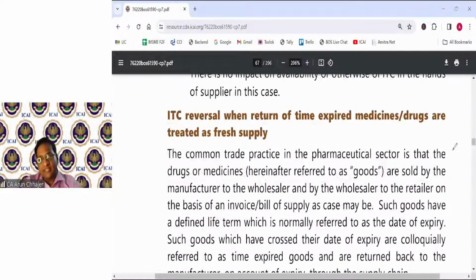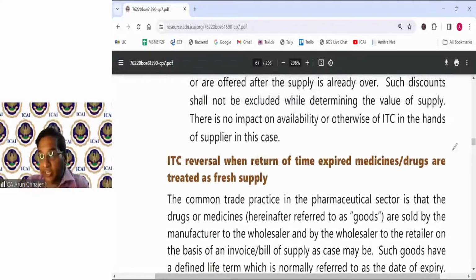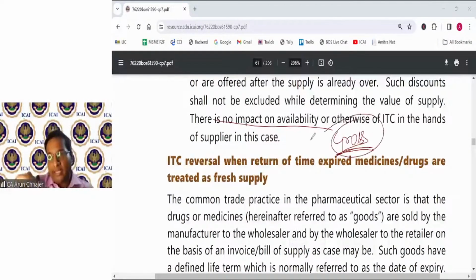ITC reversal when return of the time expired medicine drugs are treated as... Because the supplier has not reduced the value, he has paid the taxes on the gross amount. Try to understand, I hope there may be some confusion. I am a supplier, and because of the discount, I have not reduced my taxable value. So it means I would be entitled to take the ITC. There is no impact on the ITC at the end of the supplier.